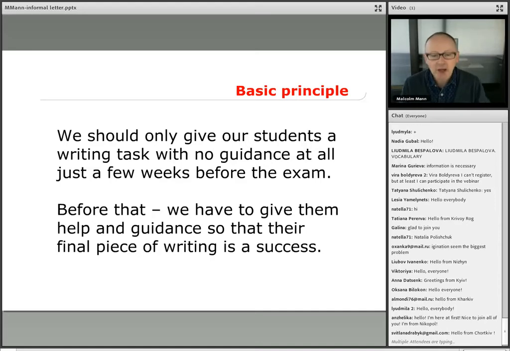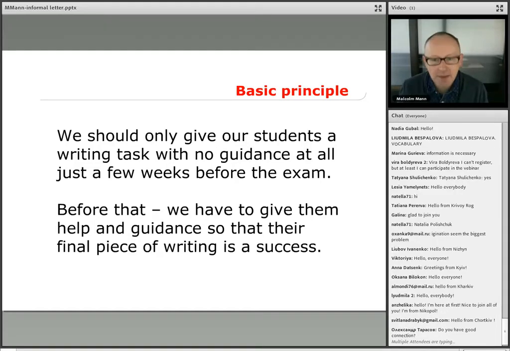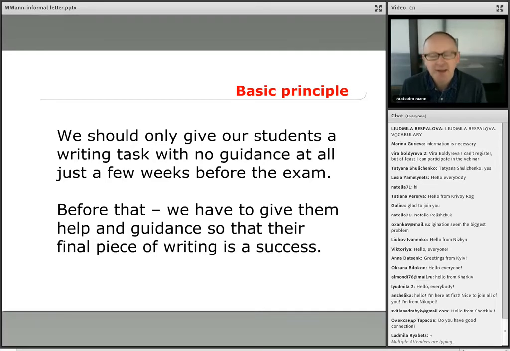And also so that when they hand in a piece of writing, it's not unsuccessful, which is demotivating for them, but also we don't have to spend hours and hours and hours with a red pen or a green pen, whatever it is, correcting it. So it makes our lives easier and it makes their lives much easier.